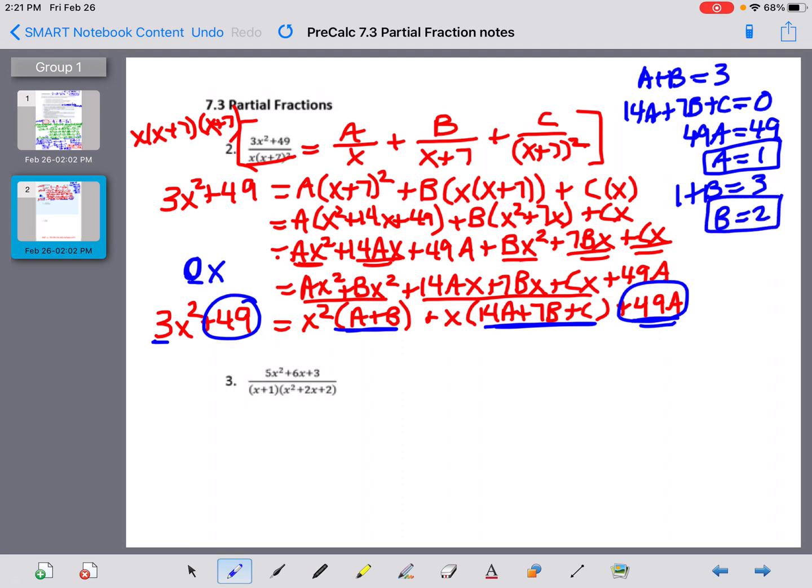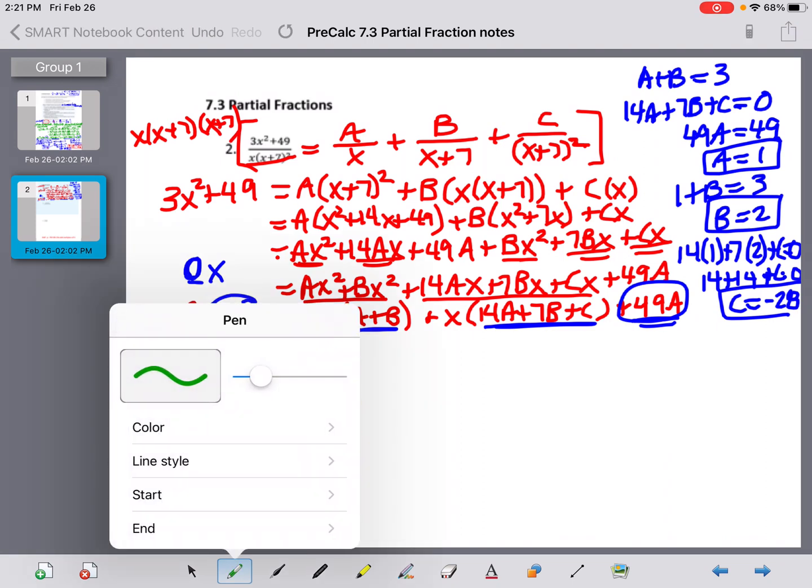Now I'm going to use my middle equation. I have to use everything once. So I get 14 times a, which is 1, plus 7 times b, which is 2, plus c equals 0. That's 14 plus 14 plus c equals 0. 14 plus 14 is 28. If I move it to the other side, I get c equals negative 28. All right, that's what I get. Those are my 3, okay? So I have all my coefficients. I have basically all my constants, right?